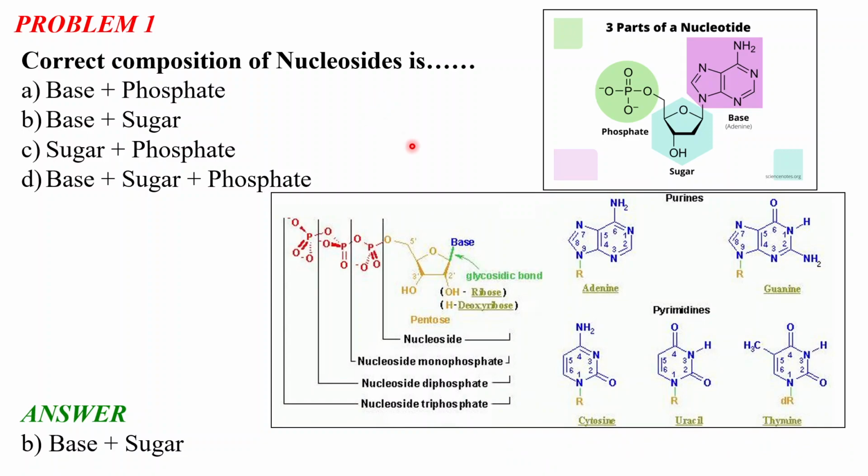So see, basically in any nucleic acid there are 3 common parts. So the 3 basic parts: one is a nitrogenous base, and one is a pentose sugar.